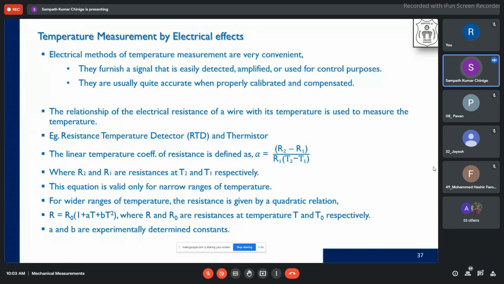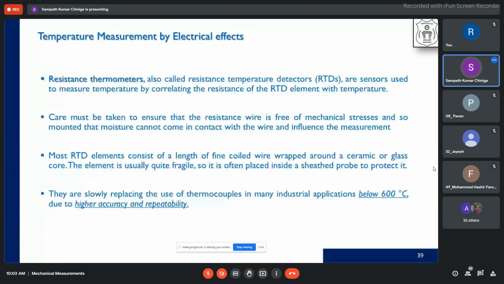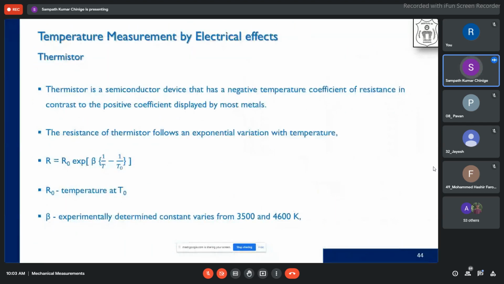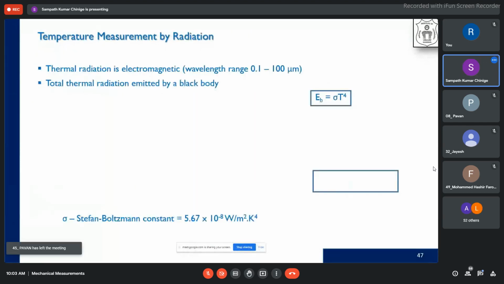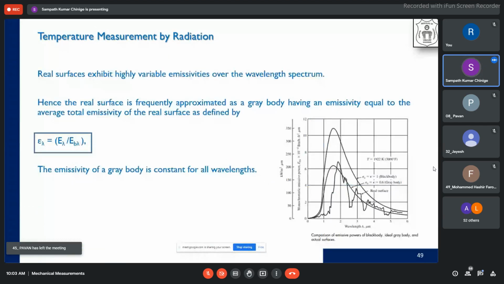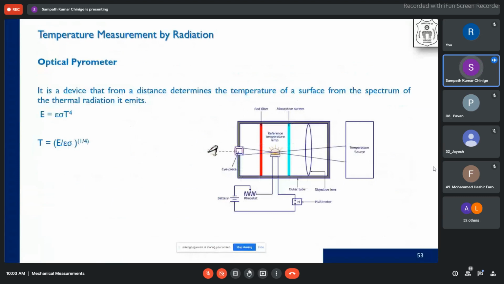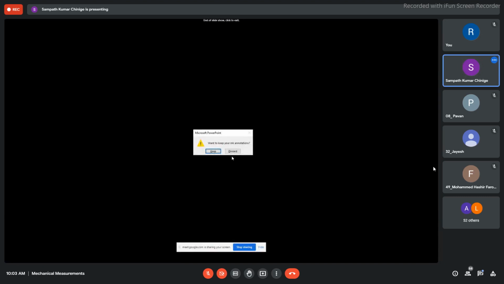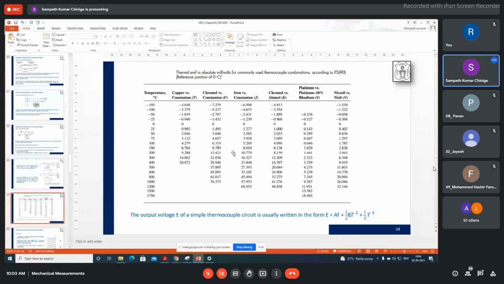Okay, so that is the thermoelectric effects. Now, the temperature measurement by electrical effects also comes under thermoelectric effects only. This part is basically about your RTDs and thermistors, and then we have the last topic as radiation, which we can complete in the last session, the Friday class. I think we definitely complete this part. So we can stop at this point of time.